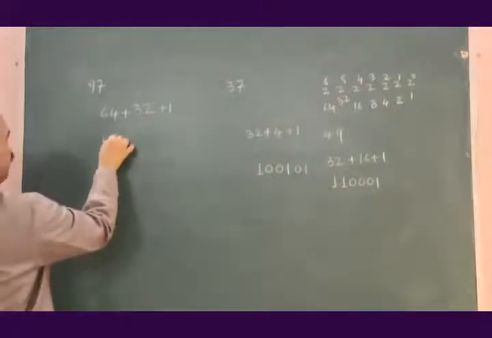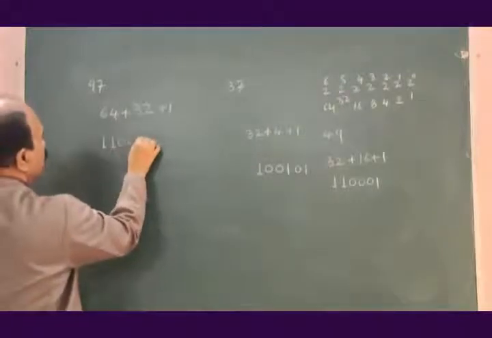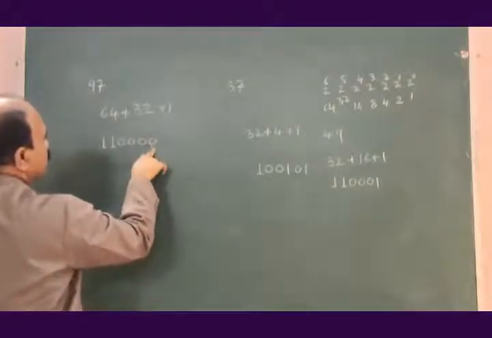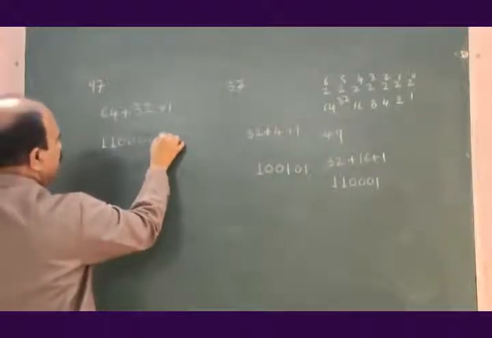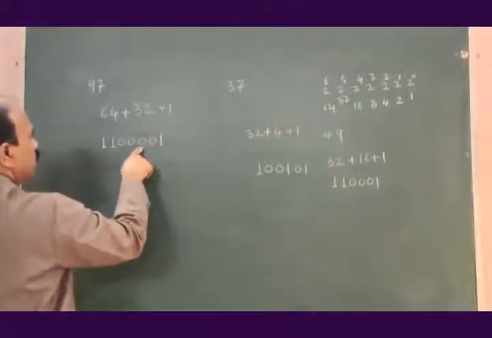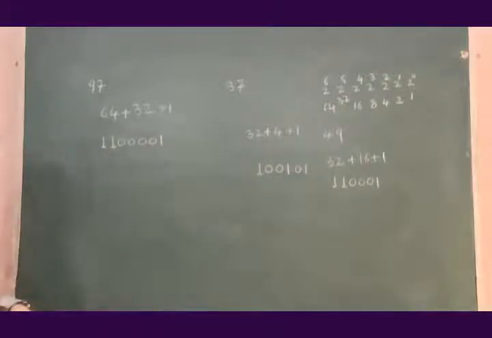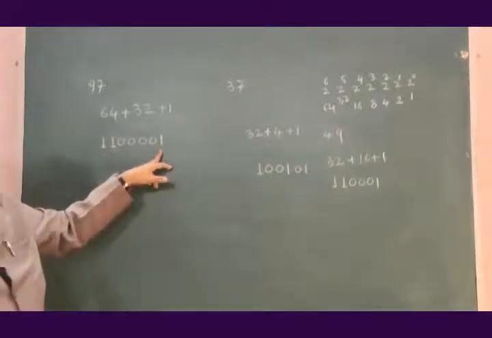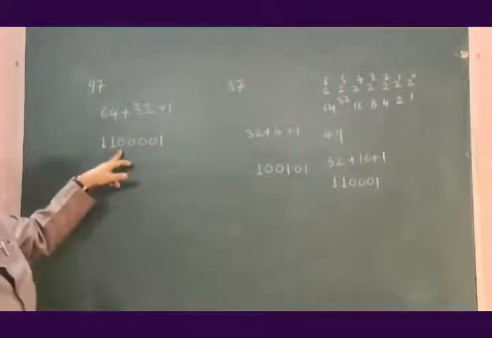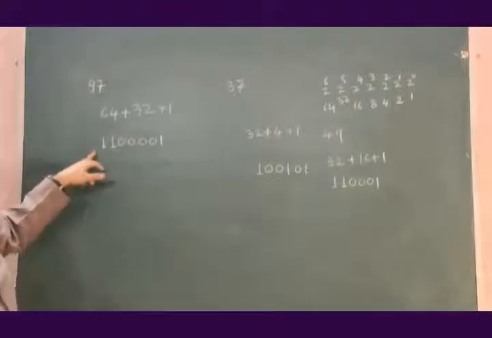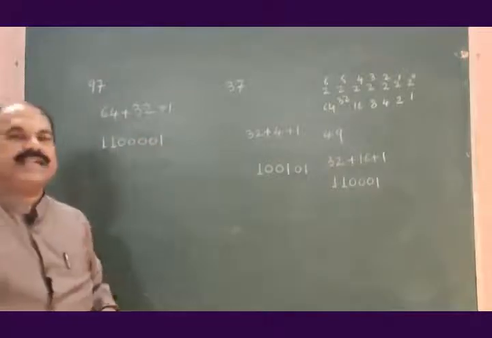For 32, let me write one more, and then 1, 2, 3, 4. 2 to the power 0, 1, 2, 4, 8, 16, 32, 64. So 1 1 0 0 0 0 1 is 97.